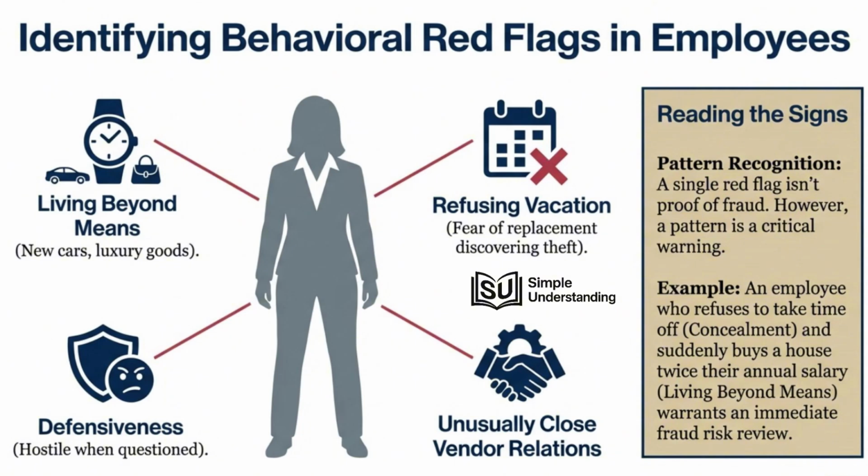Examples include living beyond one's means, refusing to take vacations, excessive control over processes, defensiveness when questioned, sudden financial problems, or close relationships with vendors. These signs do not prove guilt, but they help management and fraud examiners identify areas where pressure, opportunity, and rationalization may be present.